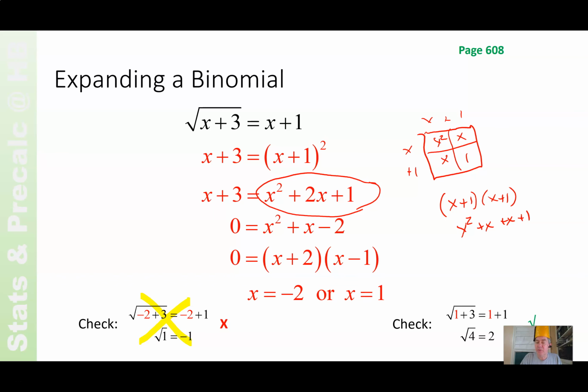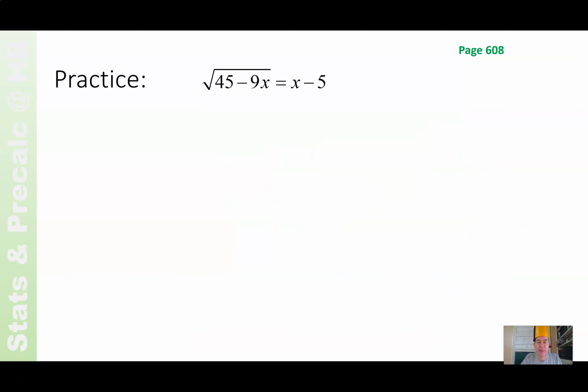On the other hand, if you plug in 1, you get the square root of 1 plus 3 equals 1 plus 1, so the square root of 4 is 2, so that one does work. You have one solution in this case. When you're doing one of these, if you get 2 solutions, you might have 2 good solutions. You might have only 1 good solution. You might have no good solutions. It's possible that they're both extraneous, so that's why it's important that you check.